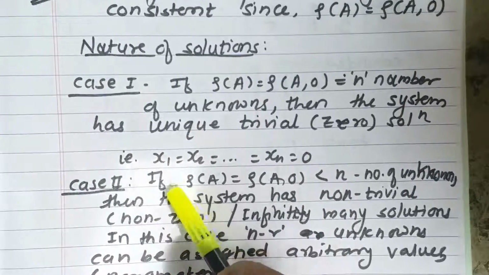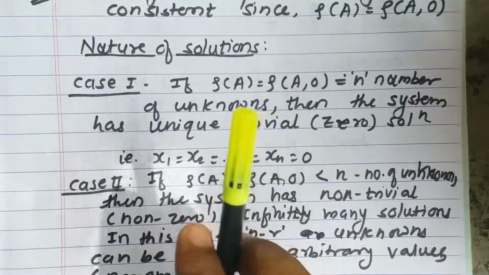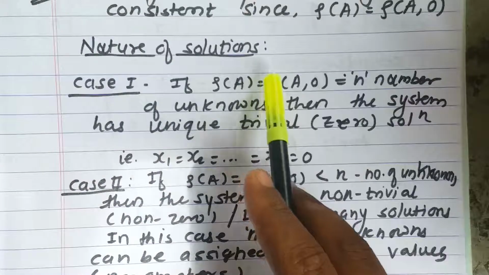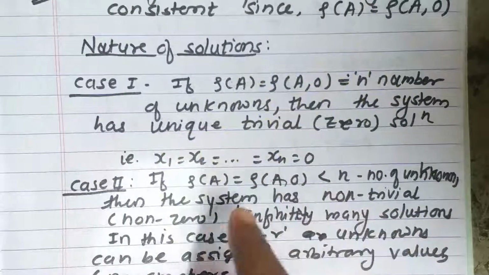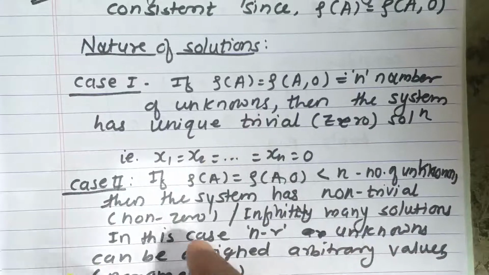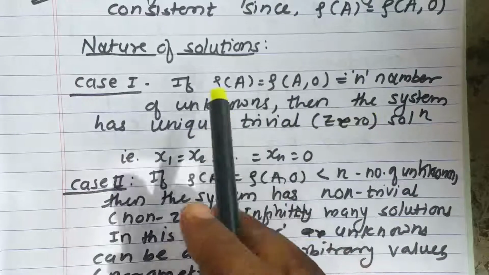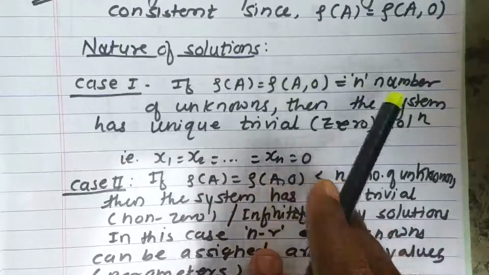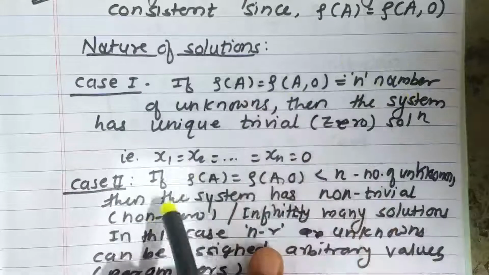In that case you simply write all the unknowns equal to 0 when the rank of the matrix is equal to the number of unknowns. It is very easy, you just need to understand the meaning of the word trivial. What do you mean by trivial? And it is a unique solution in case 1, when the rank is equal to the number of unknowns.